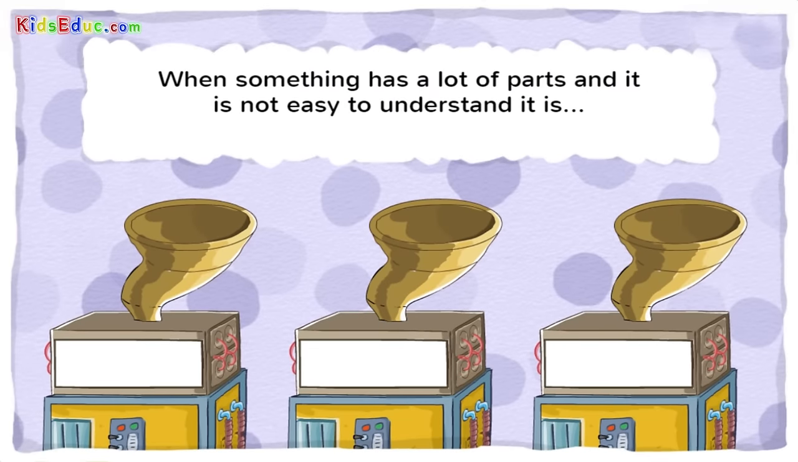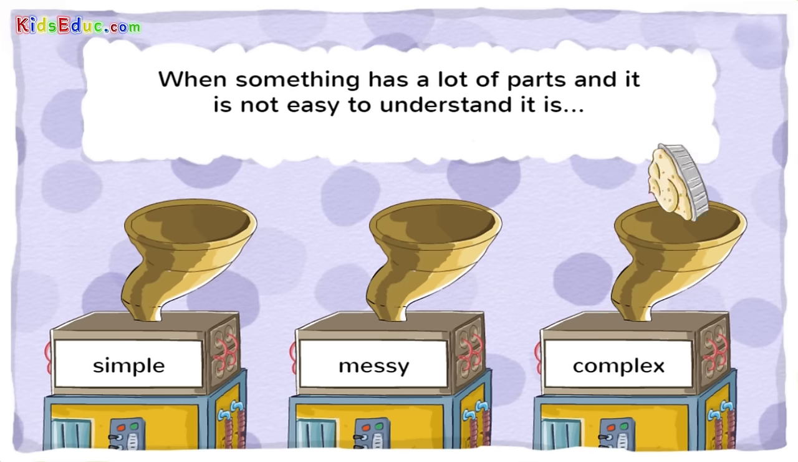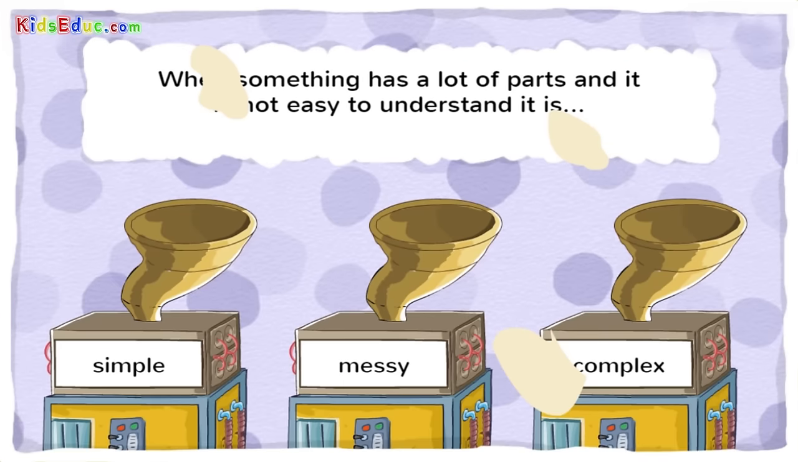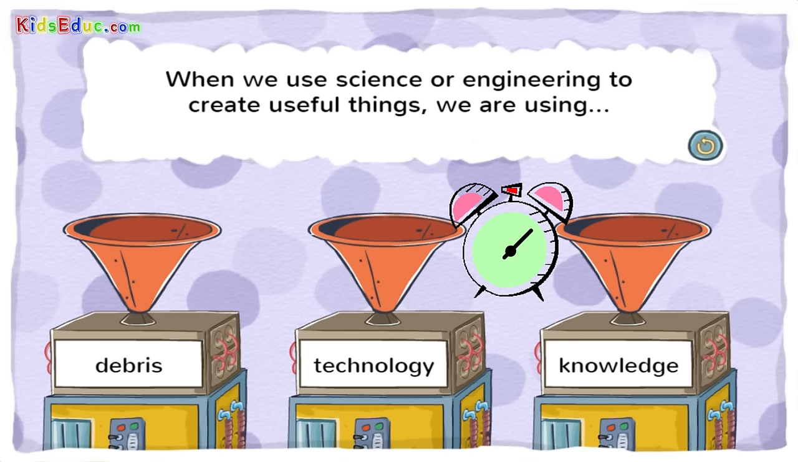When something has a lot of parts and is not easy to understand, it is simple, messy, complex. Complex. You got it! When something is complex, that means it has a lot of parts and is not easy to understand. When we use science or engineering to create useful things, we are using debris, technology, knowledge. Technology. That's right! Technology is the use of science or engineering to create useful things.